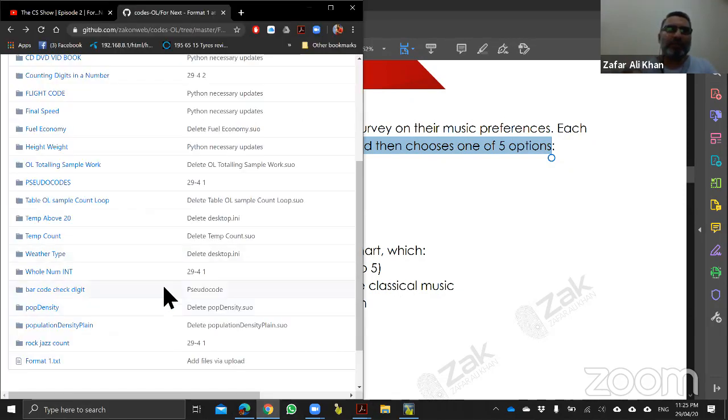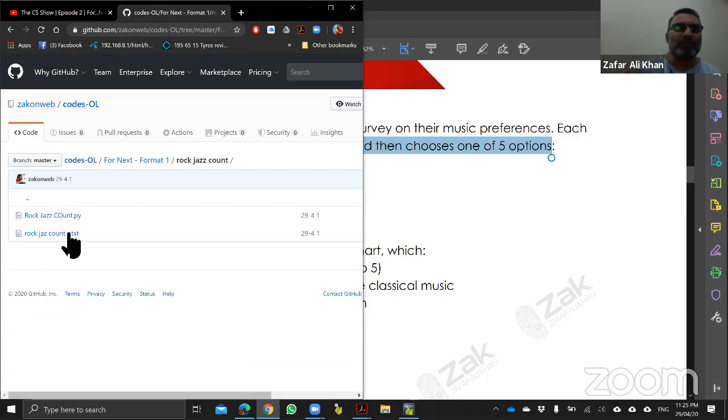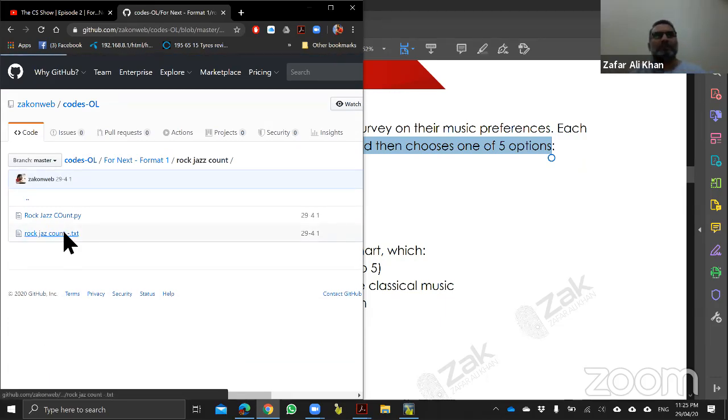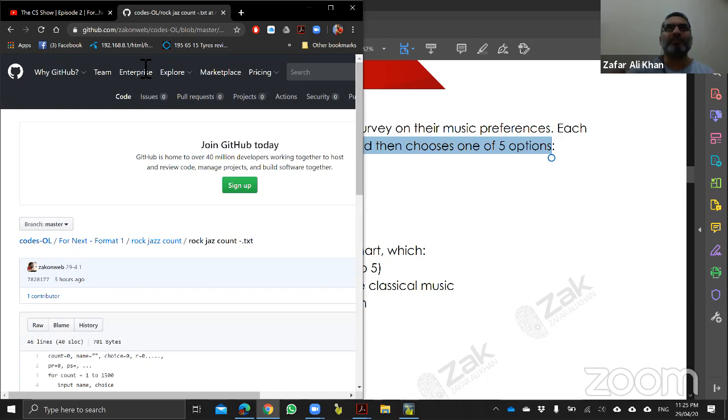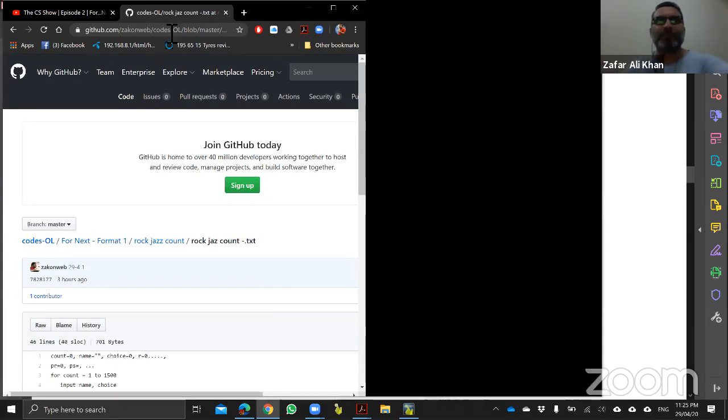The code is uploaded over here. Its name is Jazz Rock Count. All right, so there we go. This is actually the pseudocode.